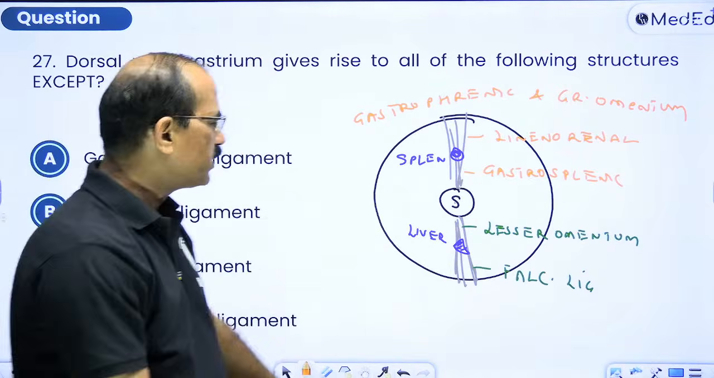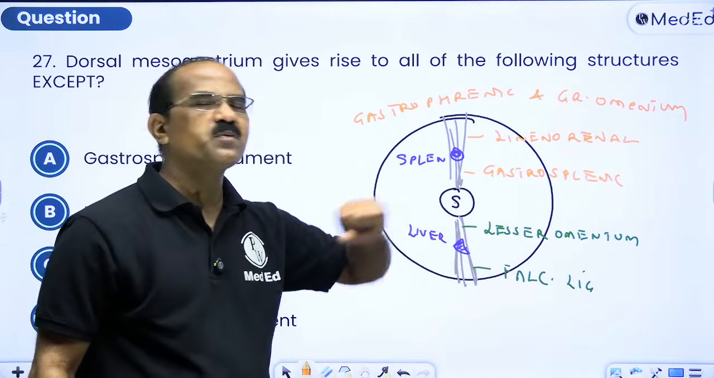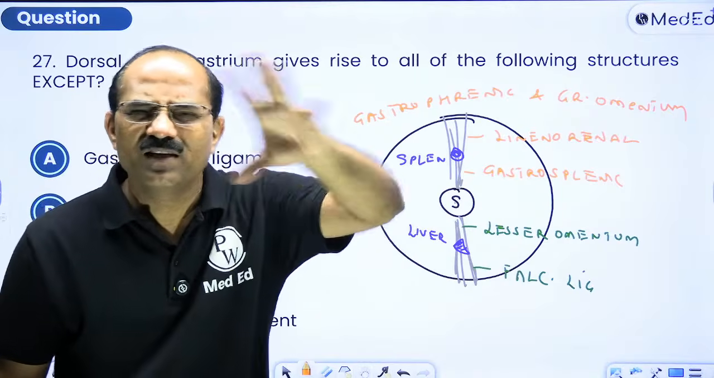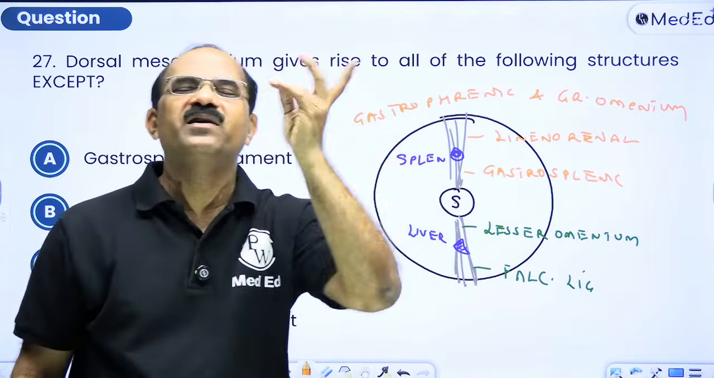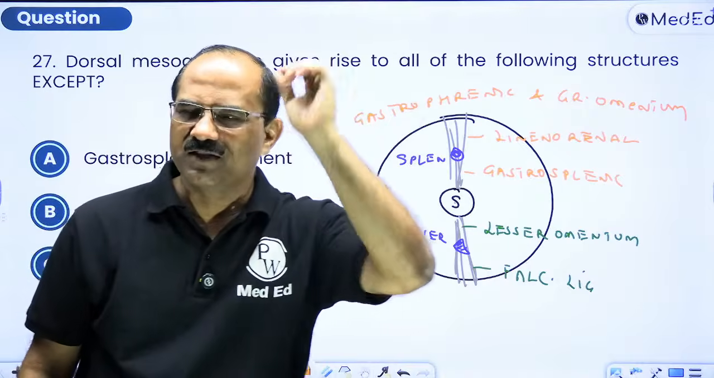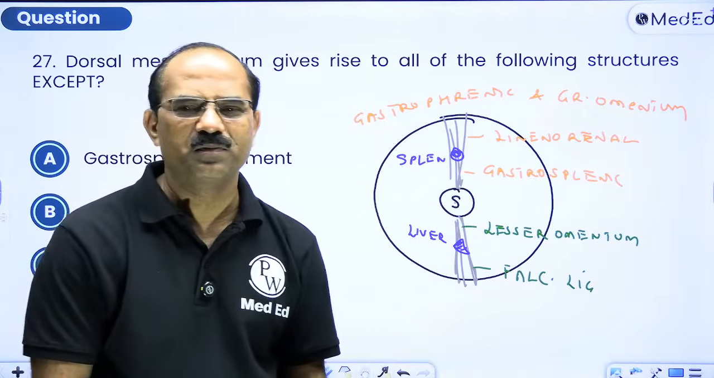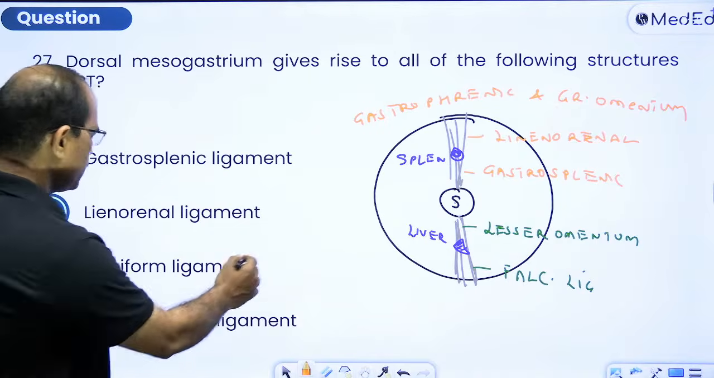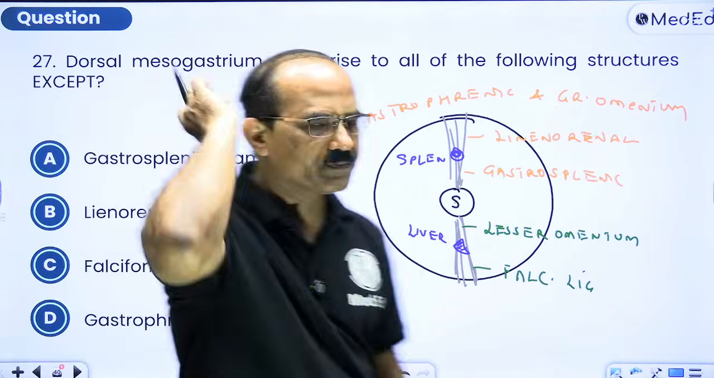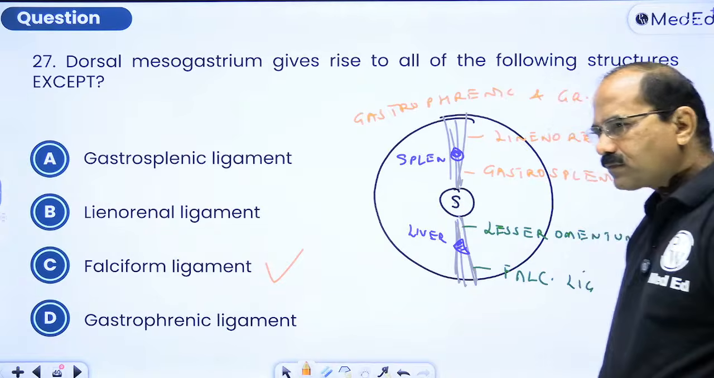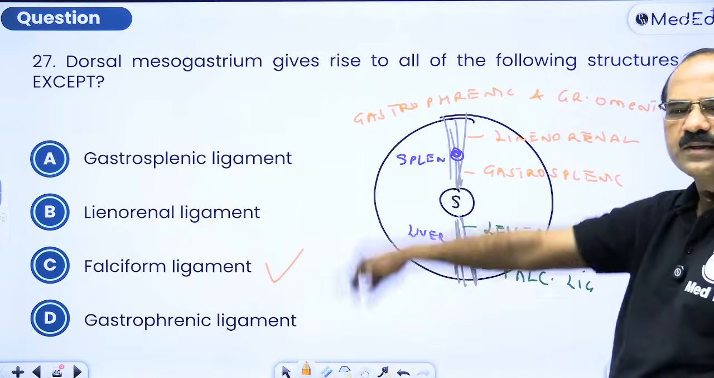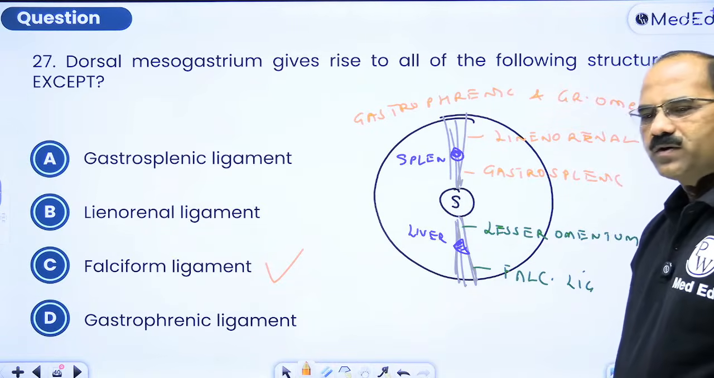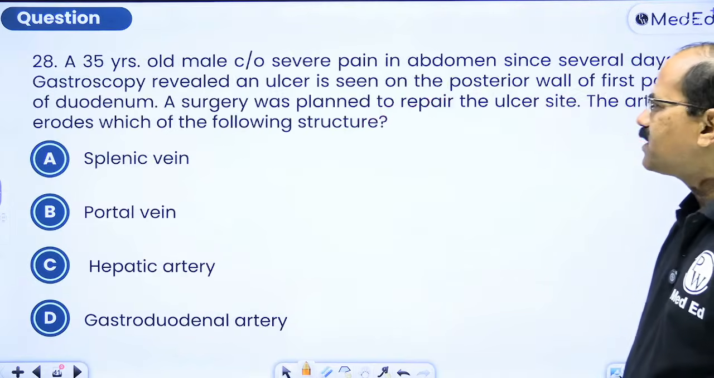Ventral mesogastrium derivatives are the falciform ligament, lesser omentum, and all the ligaments of the liver: the superior and inferior layers of the coronary ligament, and the triangular ligaments, all derived from ventral mesogastrium. Perfect. Answer is C. Okay, I hope this is clear to all of you. Proceeding to the next MCQ.